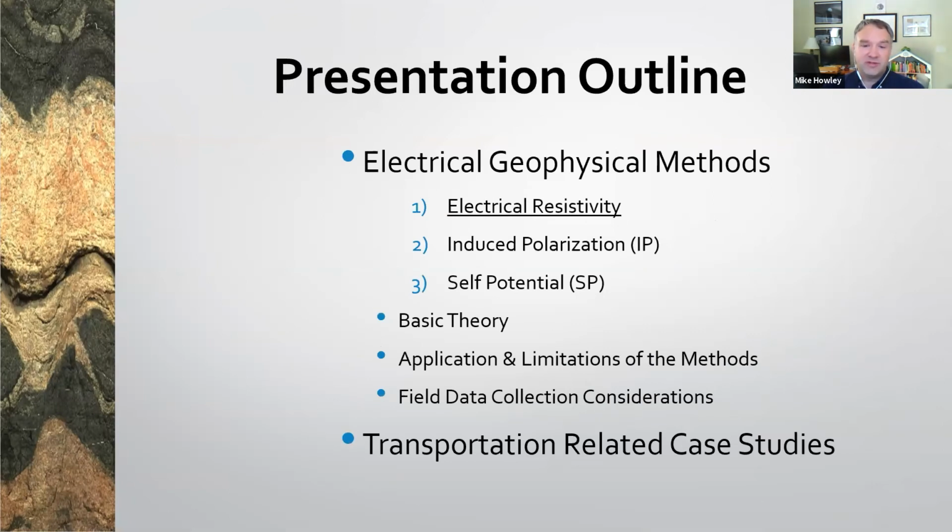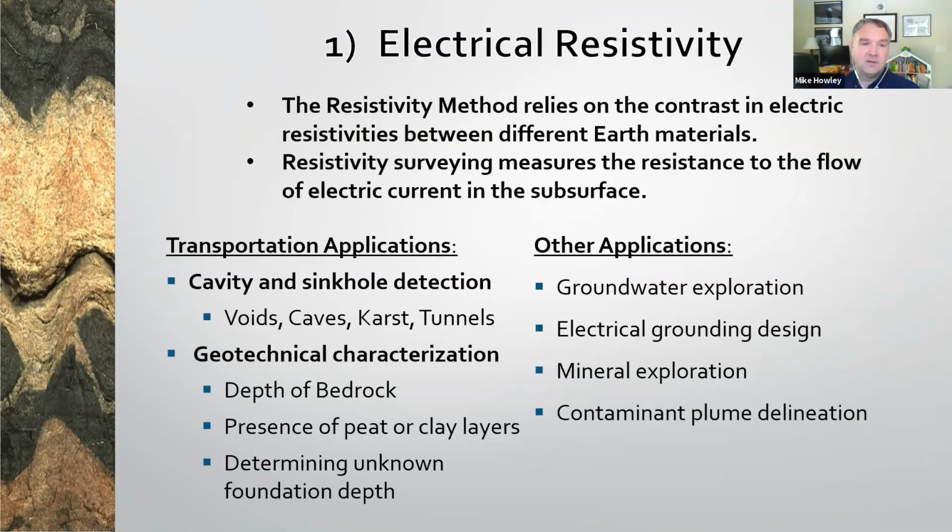Here's a brief outline of my presentation. I'm going to introduce three electrical geophysical methods, which are electrical resistivity, induced polarization, and self-potential. I'm going to refer to these usually by their initials. Induced polarization is IP, self-potential is SP. I'm going to briefly describe their basic theory, applications, and limitations, then share some relevant case studies that use these methods. I'll let you know right from the outset that electrical resistivity is the most applicable to transportation-related projects. Many DOTs and geotechnical consultants already widely use this method for exploration.